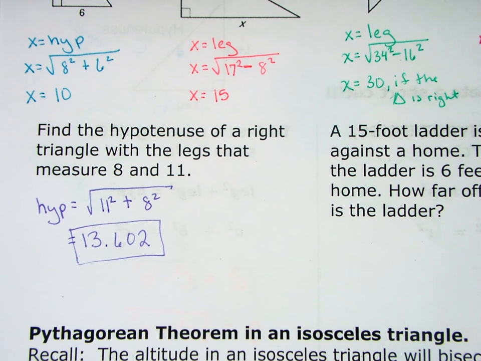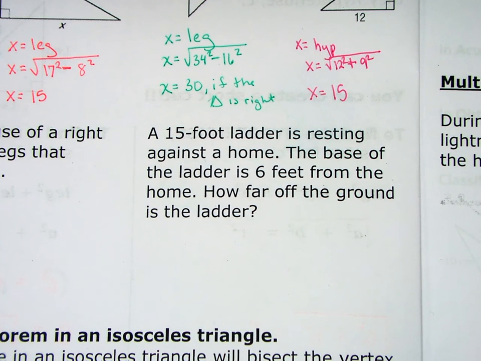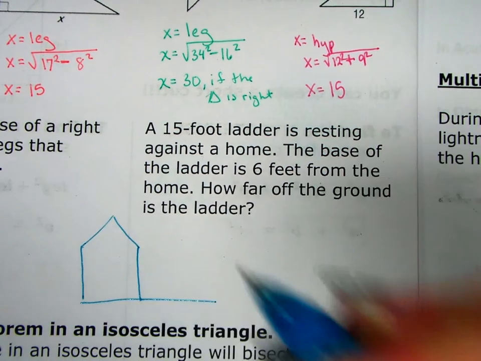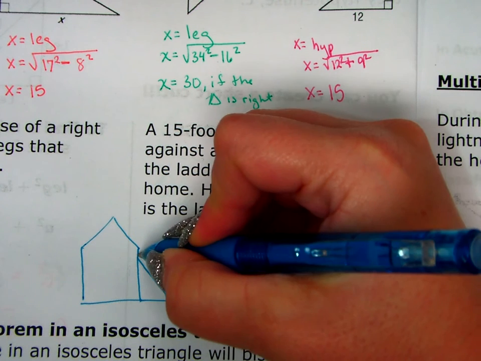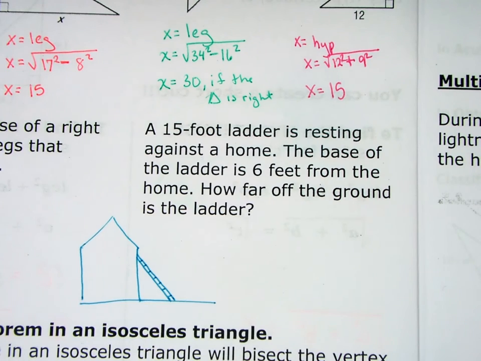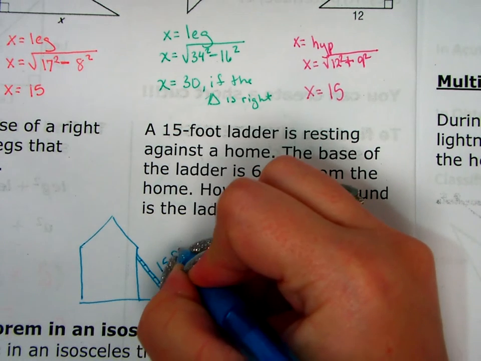Okay. The next one, I would recommend drawing a picture. So for this one, a 15-foot ladder is resting against a home. So think about in your brain what it looks like to rest a ladder up against a wall, right? So we have the home, and we're leaning a ladder up against the side of the house. So it's going to look something like that. It's a 15-foot ladder. Where does the 15 go? On the ladder. It goes on the ladder.